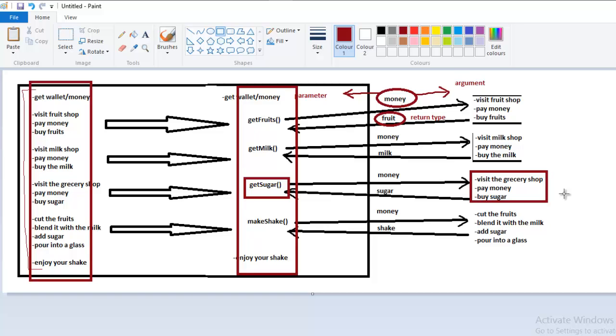Okay, so I believe the concept of function is clear now. So basically function is nothing but dividing the lines of code into smaller units, smaller sets of code that perform a single function, a single job. Okay, so that is what a function is.